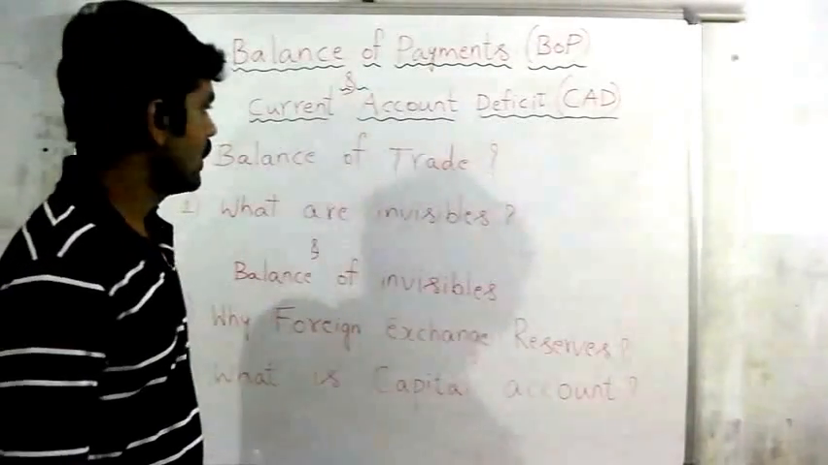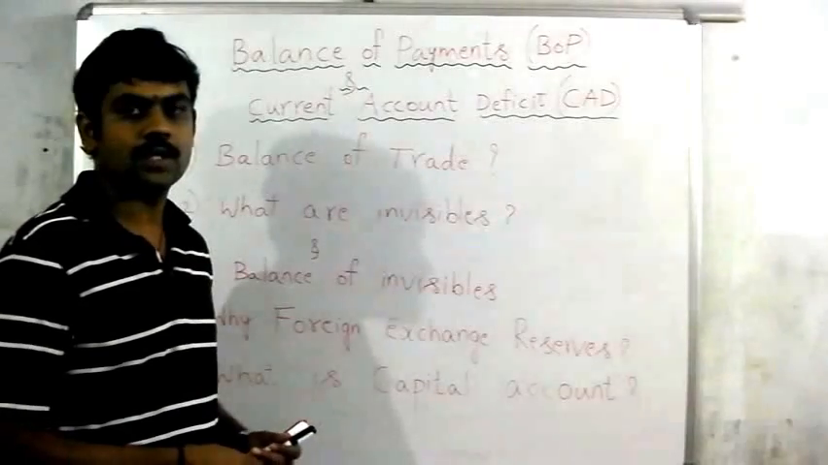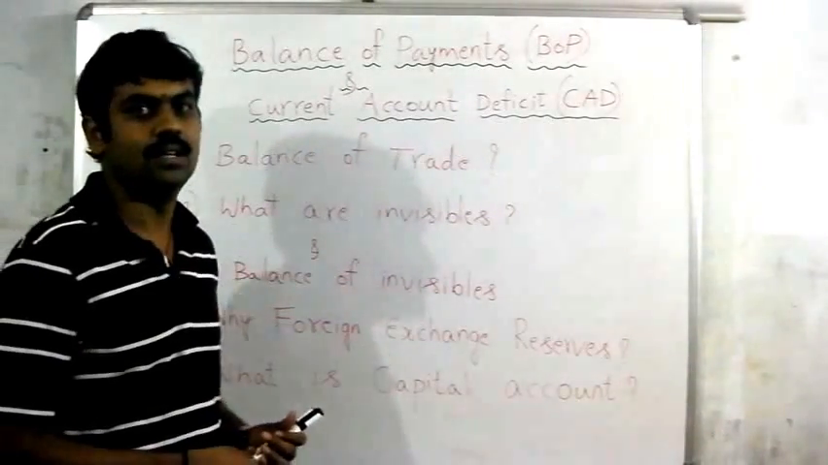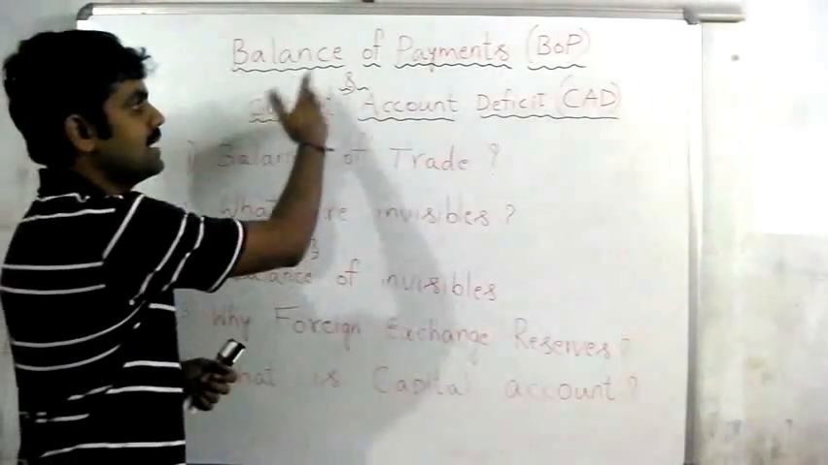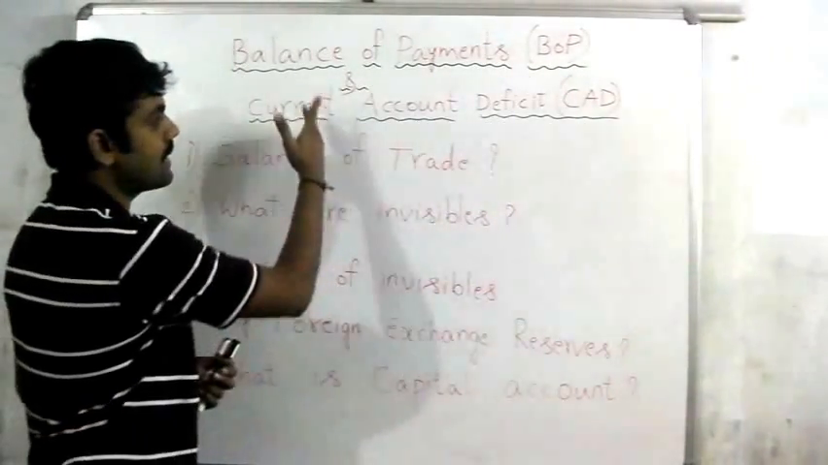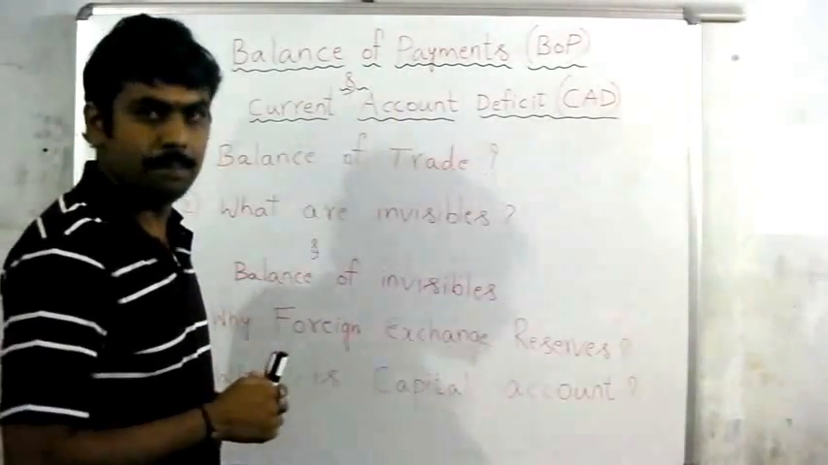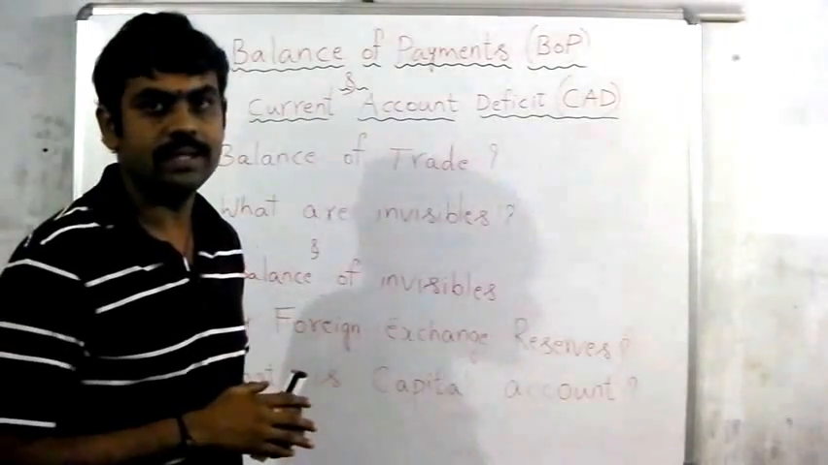In the last video, we discussed different types of deficit. I explained fiscal deficit as well as budgetary deficit. Now, in this video, I will explain balance of payments and the current account deficit, which is related to this balance of payments. With this, we will be completing all the three types of deficits.